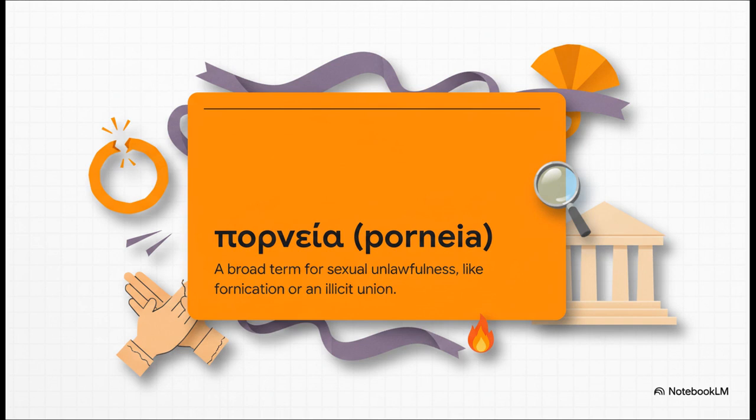Okay, now we get to what might be the biggest clue of all. It's all about one little Greek word. The word Matthew uses in his exception is porneia. Now, it's super important to understand this isn't just a fancy synonym for adultery. It's a much, much broader term. It can mean all sorts of sexual unlawfulness: fornication, incest, you name it.